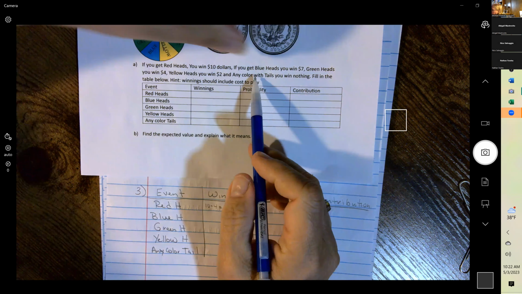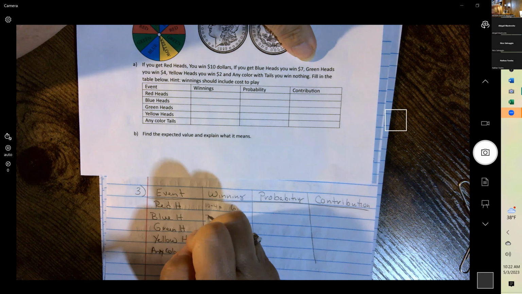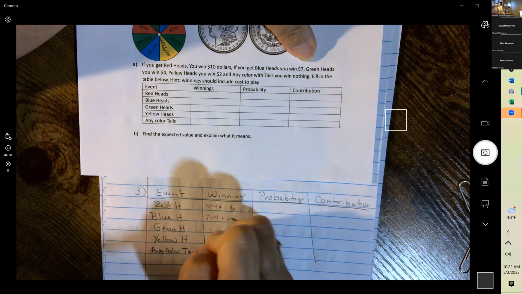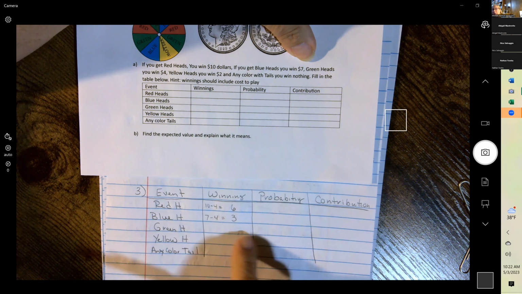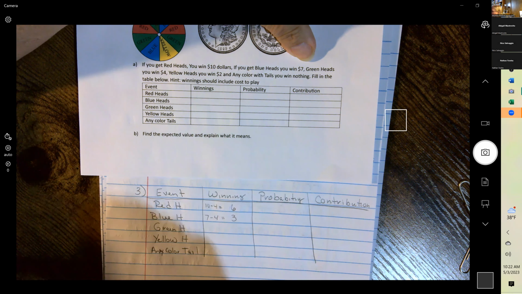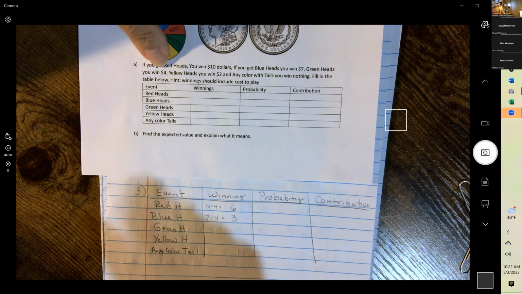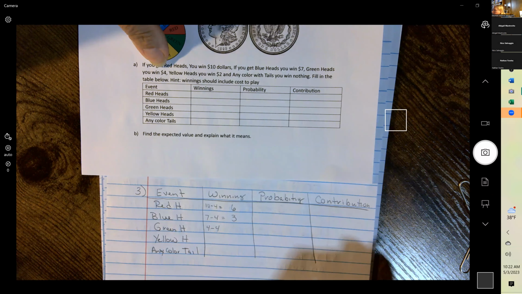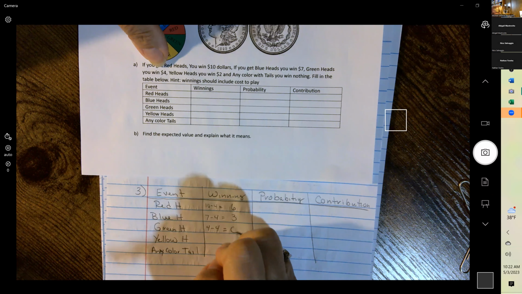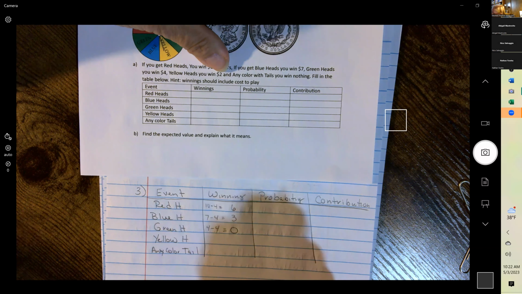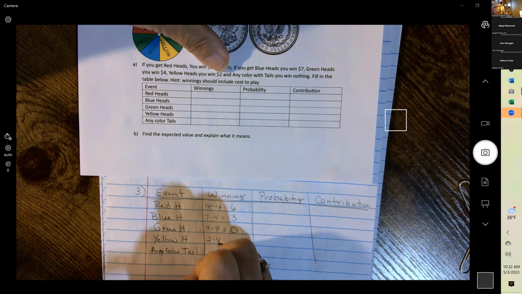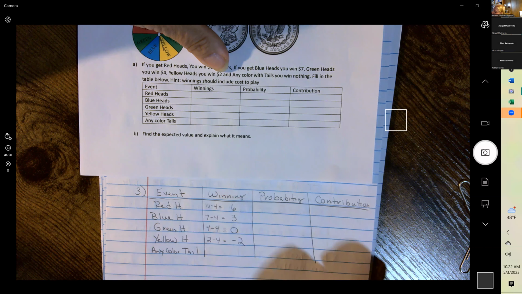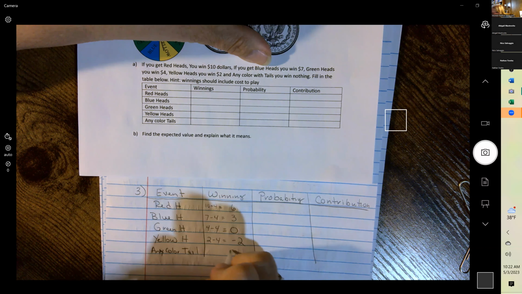If you get blue heads, you win $7 minus the cost to play. Is that what everyone got? 6, 3. Green heads, you win 4, so the winning is 0. You break even on that one. Yellow heads is 2. 2 minus 4, you're losing $2. And any color with tails, you win nothing, so we lose our $4.